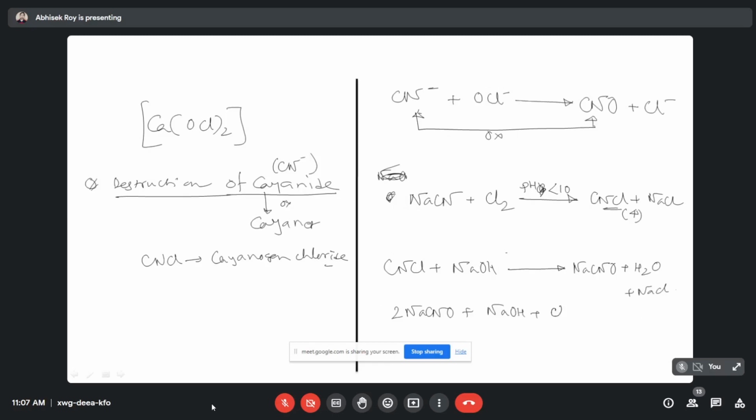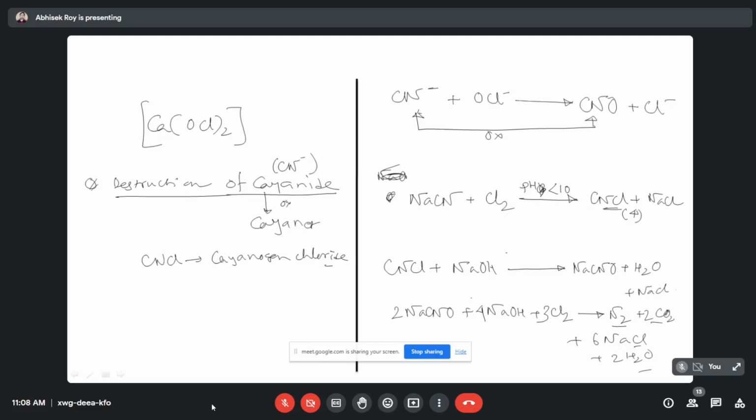Along with this NaCNO, you are further adding NaOH and Cl2. So if you further make the condition caustic, you add the caustic or NaOH, and along with that you add the chlorine, so that NaCNO will be further oxidized, or further detoxified, and it will form N2 plus CO2 plus 6 NaCl plus 2H2O. So all of them are normal compounds which do not have any toxicity.